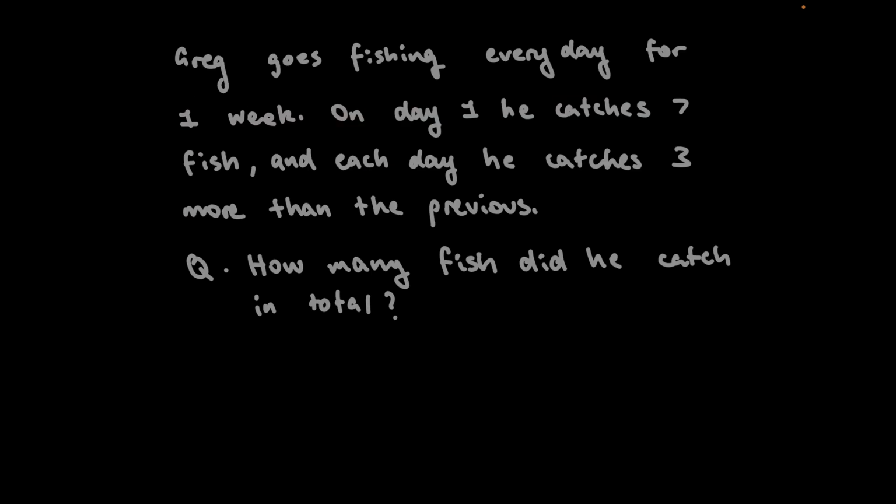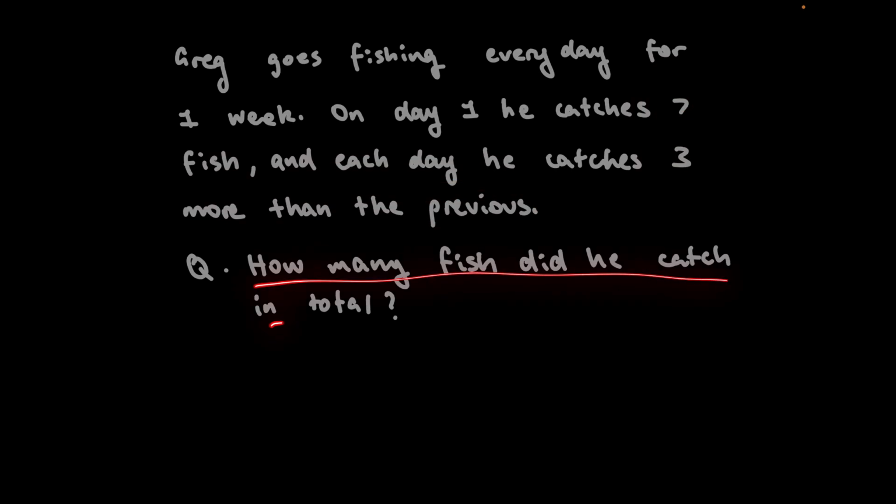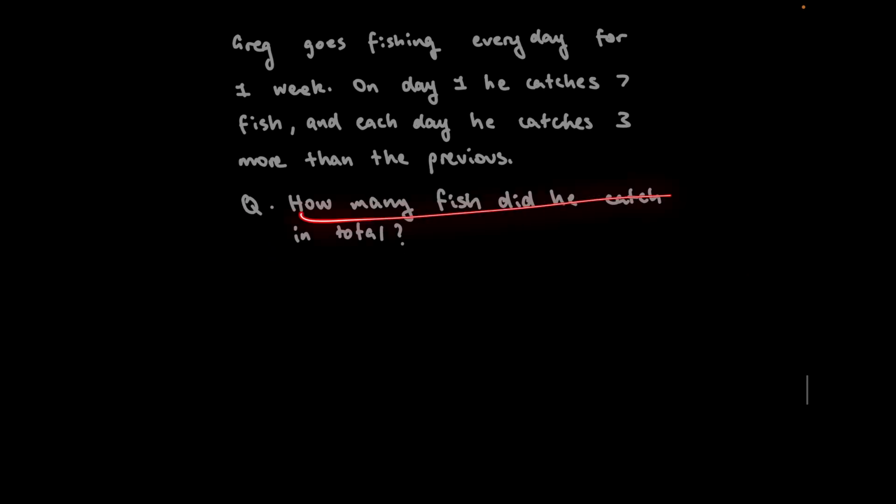Okay, this is our next question. Greg goes fishing every single day for a week, and on the first day he catches 7 fish. And then each day after that he catches 3 more fish than the previous. So how many fish did he catch in total? So in this case, they're asking for the total number of fish. So let's first generate some sort of a sequence. So on the first day he catches 7 fish. And the next day after that, he would catch 3 more. So he would catch 10 fish. And the next day after that, he would catch 13 fish.